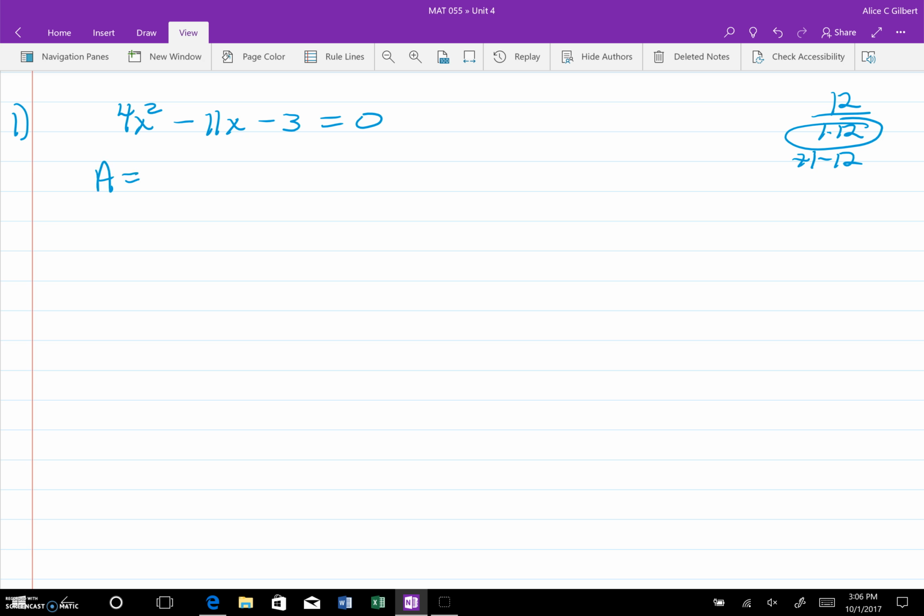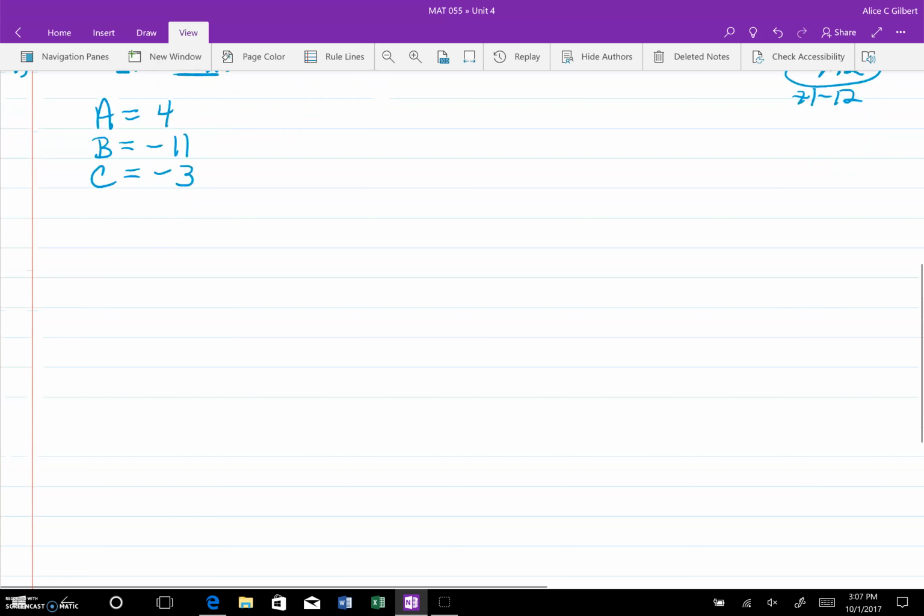A equals, and it's always the number, okay? B equals, and its sign. So this is negative 11, and C equals negative 3. Now what if A, B, or C was not there? Then your number would be 0. Okay, if it's not there, then it's just 0.